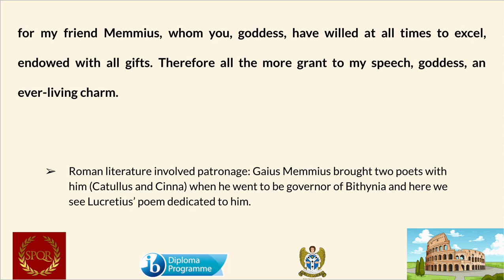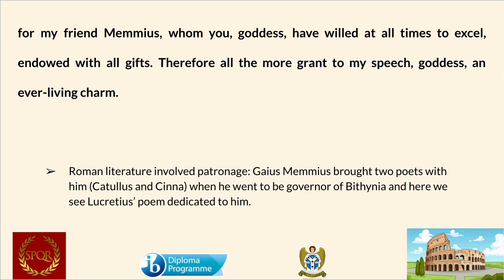And then he says, "For my friend Memmius, whom you, goddess, have willed at all times to excel, endowed with all gifts, therefore all the more grant to my speech, goddess, an ever-living charm." I think this is just worth noticing as well, because Roman literature involved patronage, right? If you wanted to make a living as a writer, you need money. And the way you got money was by having a patron, someone who paid you to write. And then it's a kind of win-win situation, because you get the money and the patron gets to look civilized and cultured and impressive because they have this great poet working for them.